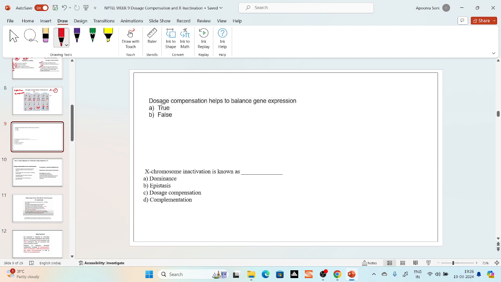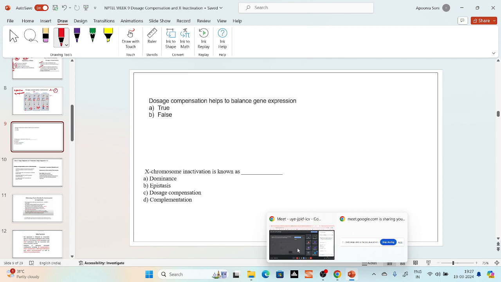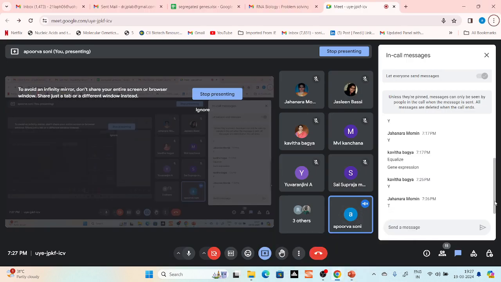Dosage compensation helps to balance gene expression. True or false? Okay, let us see what students have answered. Only one answer I can see. Okay, 2 answers I can see. Kavita, Janara, Kanchana, they all have said true. Jyoti is also saying true.